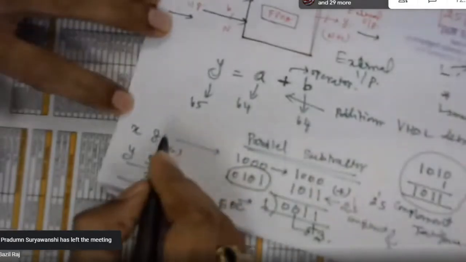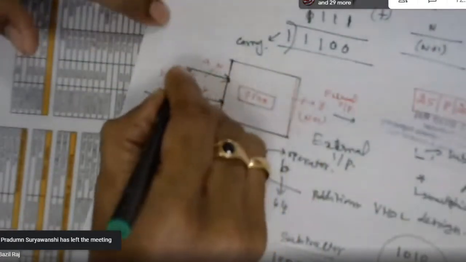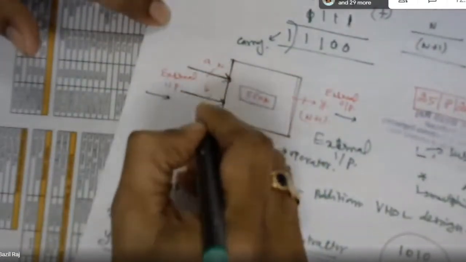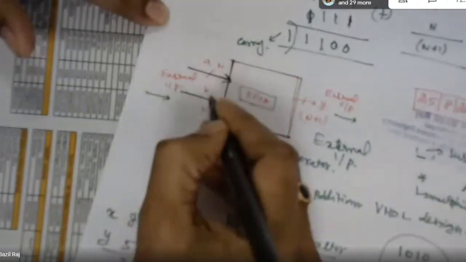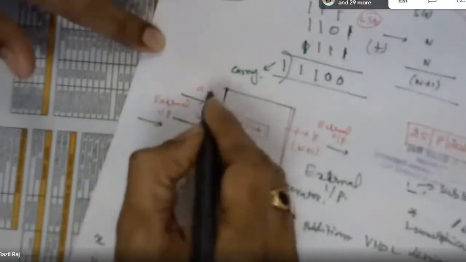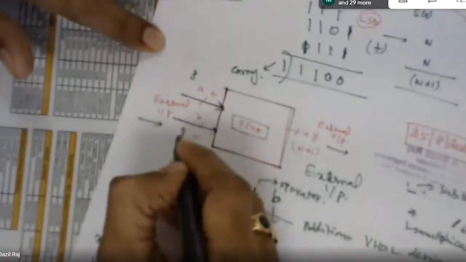Here, this is your FPGA, correct? The number of bits is limited here, correct? That means your A is limited to 8 bits. B is limited to 8 bits, right? Irrespective of the magnitude, A and B should be in 8 bits.